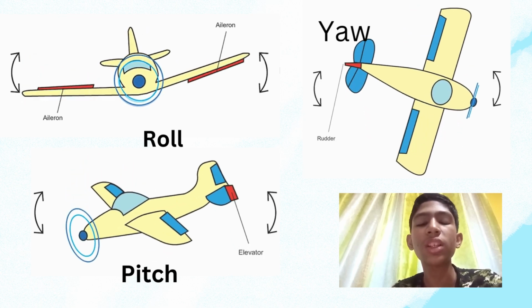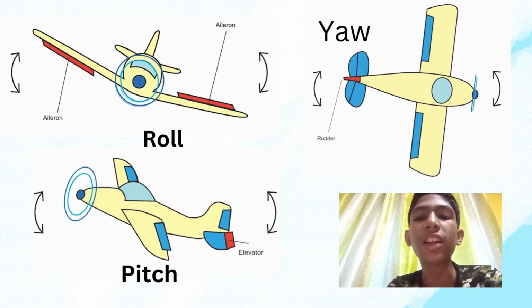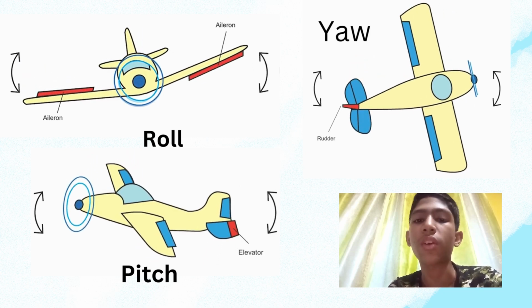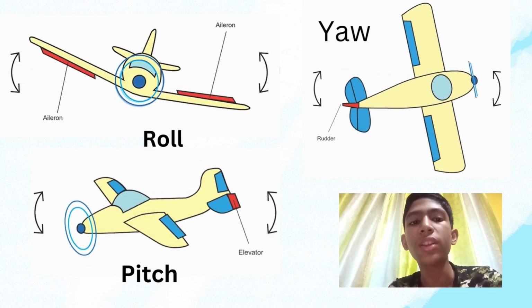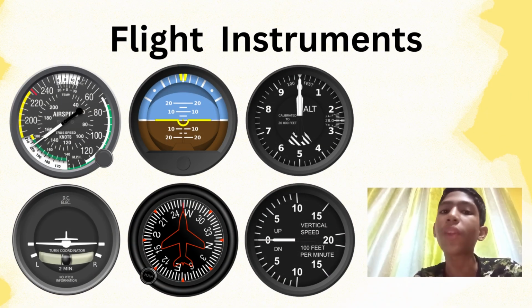Yaw is the rotation around the vertical axis. On the vertical tail fin, the rudder swivels from side to side, pushing the tail in a left or right direction. A pilot usually uses the rudder along with the ailerons to turn the aeroplane. Now that we know about the flying of the aeroplane, let us learn about the aeroplane instruments.